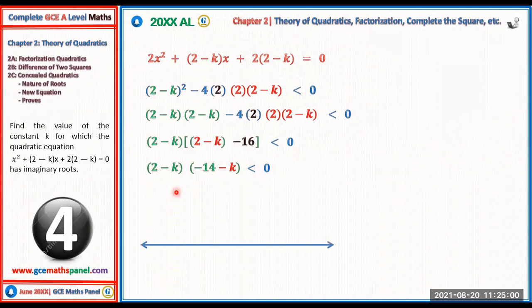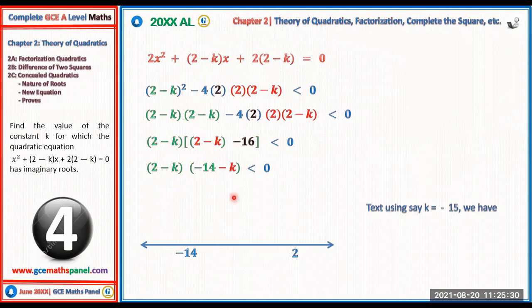Now we can proceed by testing. We place our boundary solutions on the number line. And the solution is either going to be k is strictly less than negative 14, or k should lie between negative 14 and 2, or k should be strictly greater than 2. So let us test. We take any number below minus 14 and test in this equation here. We take, for example, minus 15.